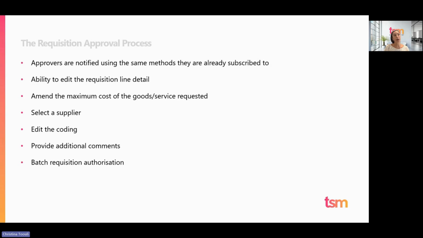When the requisition approver is approving the requisition, they have the ability to not only intervene and specify a maximum cost, but they can also themselves select the supplier and provide coding information if they wish. They can provide additional information, they can provide comments, they can add attachments, and approvers can also approve in batches. So if they've got multiple requisition lines that require approving, they can tick, tick, tick, tick, tick and approve in one go, rather than going into every single line. So it's a slightly different process to what you would be used to typically for approving orders or approving invoices.